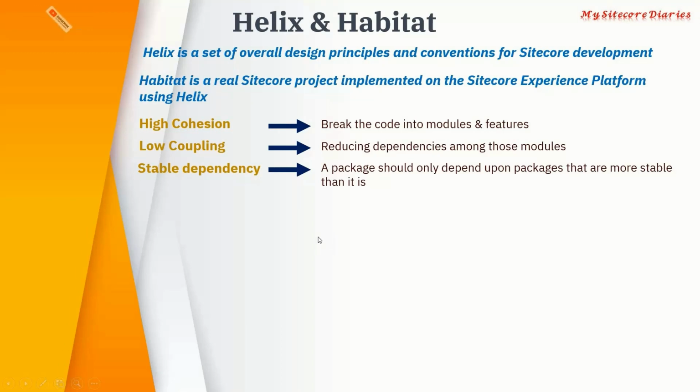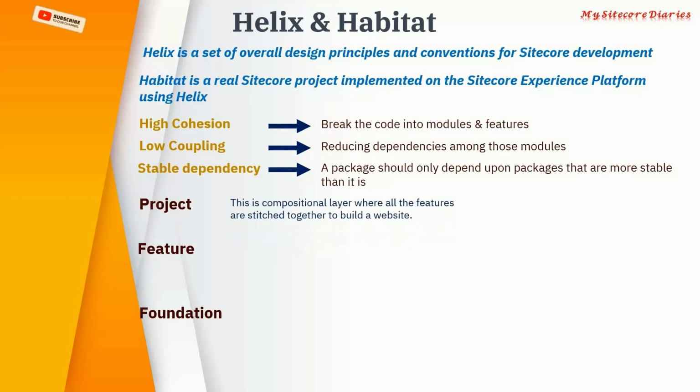So depending on this principle, what does Helix do? It divides your project into three folders. One is the project folder, another is the feature folder, and the third one is the foundation folder. Now what is a project? It is basically a layer, a project where you stitch together all your features, or where you assemble your website. That is called a project.